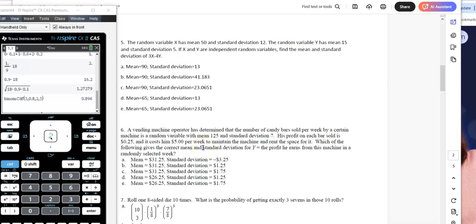Random variable X has a mean of 50 and a standard deviation of 12. Y has a mean of 15 and a standard deviation of 5. They're independent. Find the mean and standard deviation of 3X minus 4Y. So I think multiplication affects standard deviation, and affects means. So this would be 3 times 12 minus 4 times 15, whatever that is.